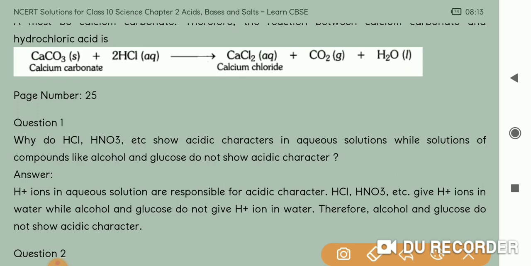But compounds like alcohol also have hydrogen, glucose also has hydrogen, but they do not show acidic character. So the answer is, H plus ions in aqueous solutions are responsible for the acidic character.